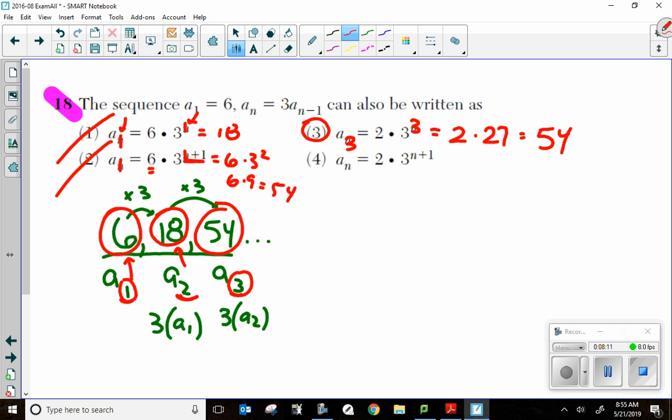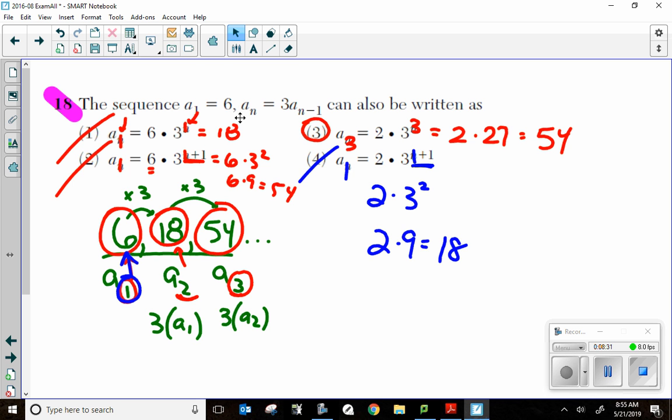Now, if you want, you can check 4. Let's start with 1. Let's see if we put a 1 in, if it outputs a 6. If I put a 1 here and a 1 here, 1 plus 1 is 2. That's 2 times 9, that's 18. That first element is not 6 either. So choice 3, that's just simple algebra. Just work it out. To me, that makes the most common sense in how to do it. The answer is choice 3.